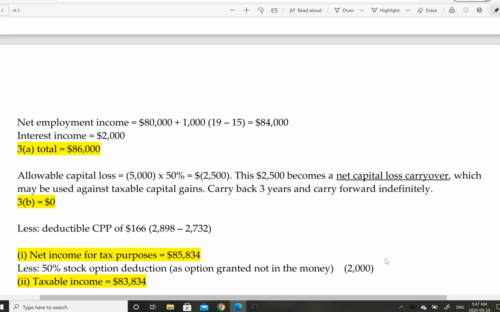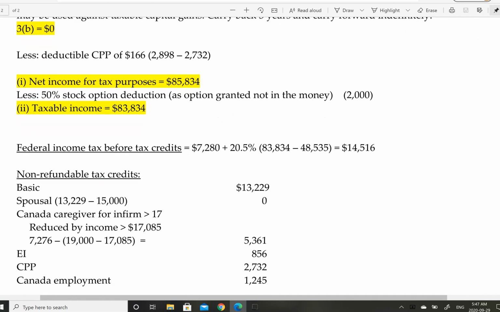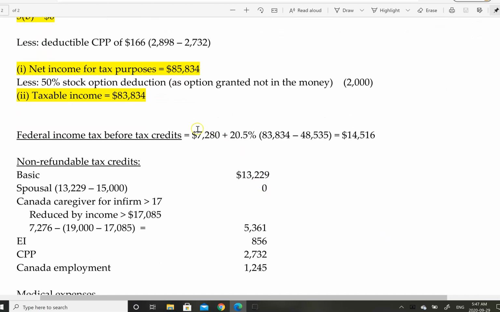Now, after we calculate taxable income, we're now asked to calculate her federal income tax before tax credits. And I'll just scroll up here. So right in the middle of your screen, we have the calculation for her federal income tax before tax credits, and that's $14,516, just using the information in the rates table.